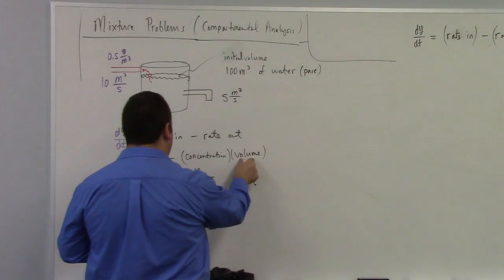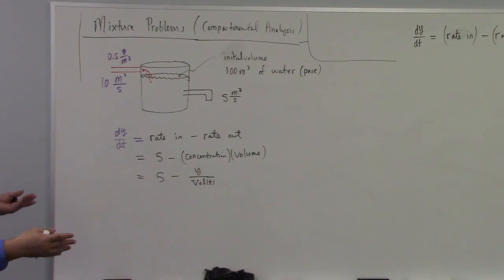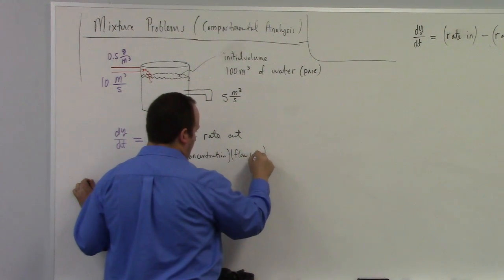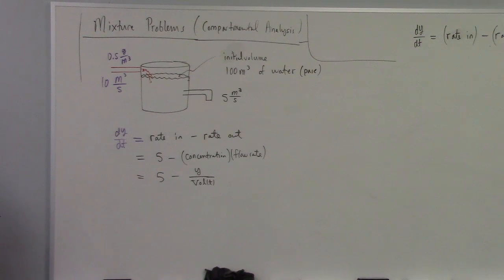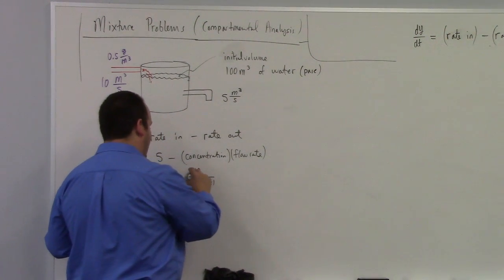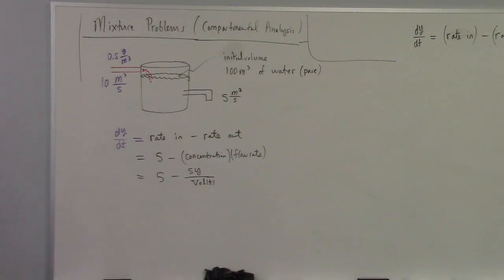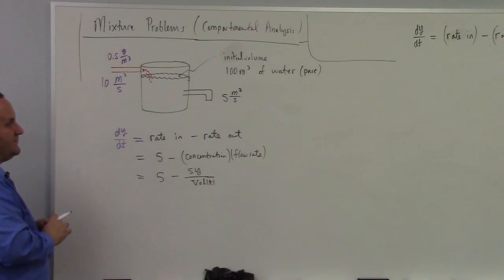I'm sorry, I'm an idiot. Not volume, what do you multiply by? Concentration is like grams per cubic meter. We need flow rate here. Luke had suggested we can make a variable flow rate. I mean, you could do that also. But if the flow rate's just 5, at least I can just write a 5 here. But then I have to find out what the volume is as a function of time. How do you do that? We have to do some thinking.